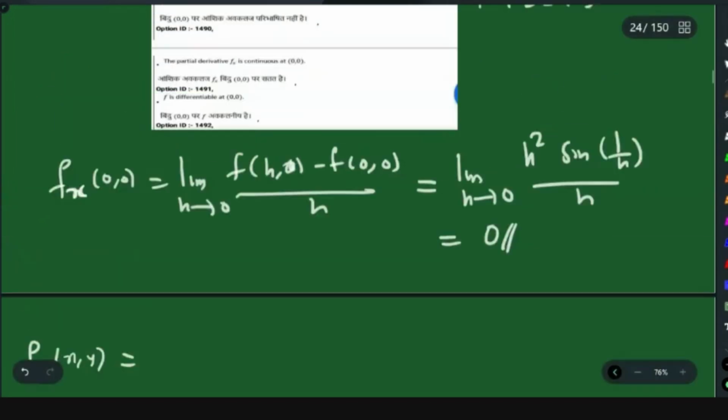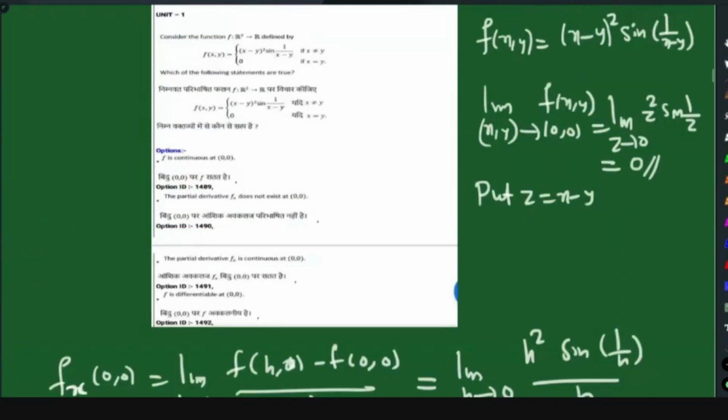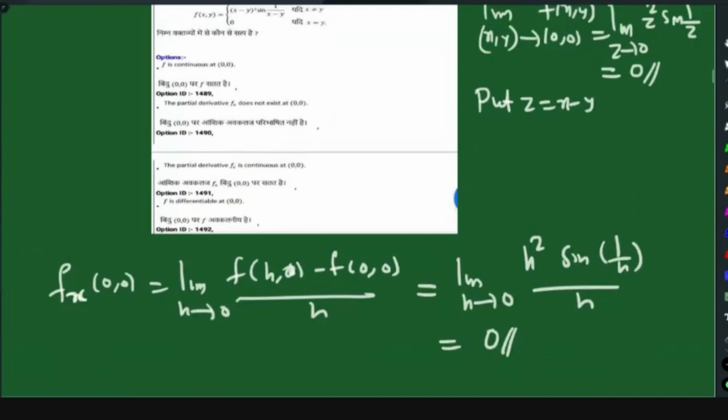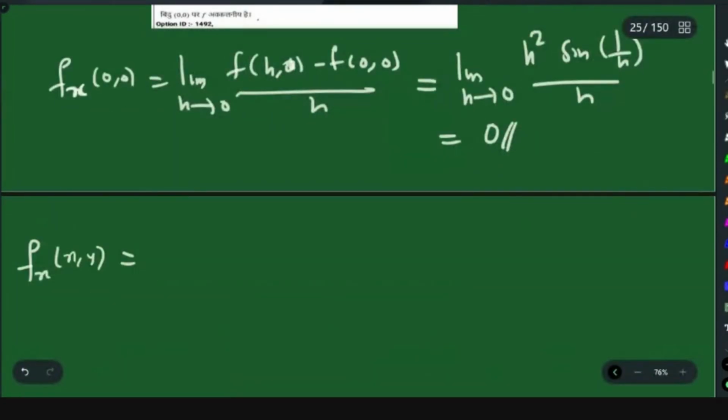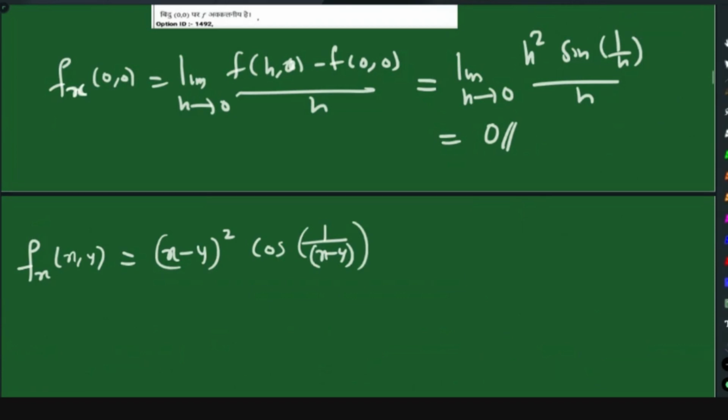So what will be the partial derivative? Your function is (x minus y) whole square into sine 1 by (x minus y). So you have to apply the product rule. y you can treat as constant. So first you have (x minus y) whole square, then the derivative of sine, that is cos of 1 by (x minus y), and you have to use the function of function rule. So 1 by (x minus y) is there, and its derivative is minus 1 by (x minus y) whole square.